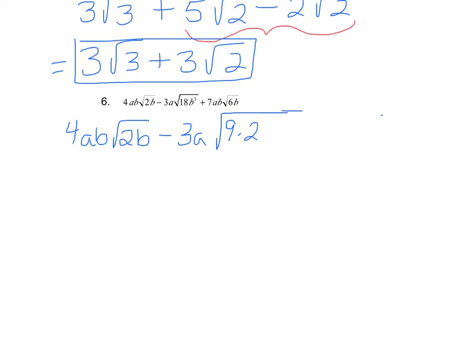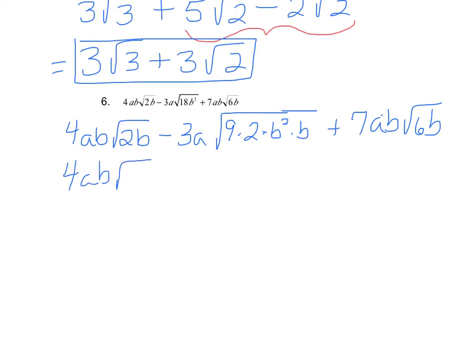Is b cubed a perfect square root? No, but remember what we discussed. If you go down 1, b squared times b squared will be a perfect square root, and b squared times b is b cubed, so it makes sense. Plus 6b, nope, that can't be simplified, so 7ab square root of 6b. All right, let's see what we've got.